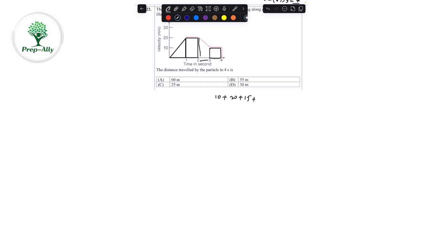Plus the area of this square, so not square, again it is a rectangle. So the area of this rectangle will be this side, which is 10 into 1, which is 10. So we got 10 plus 20, 30, 30 plus 10, 40, 40 plus 15 is equal to 55. So the distance traveled is 55 meters. So B will be the answer, and this is how you can solve these types of questions.